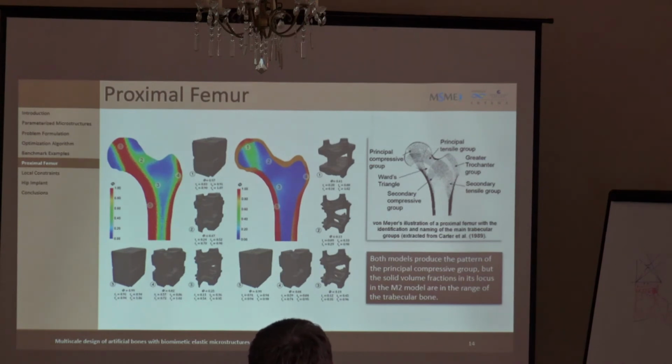We can see the microstructures that we obtain at different points in the domain. If we look at the microstructures that we obtain in the diaphysis of the bone, that's these three here, they are actually quite similar for the two models. But if we look at the epiphysis of the bone, the two models obtain actually pretty different microstructures.